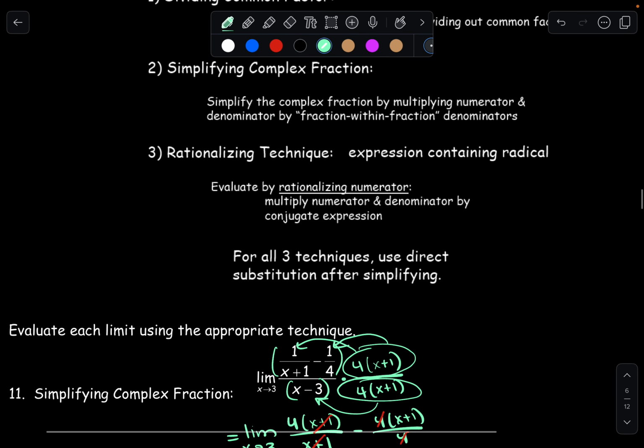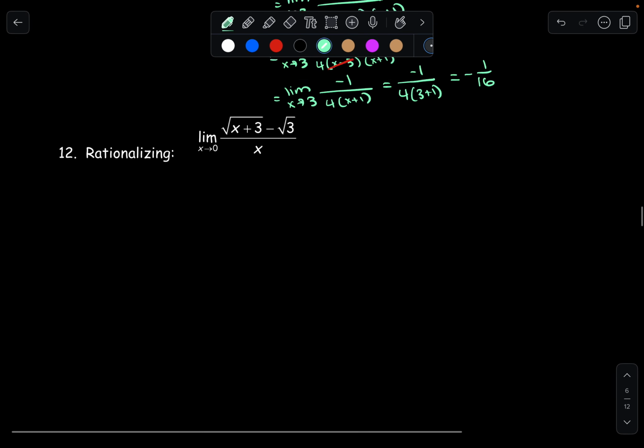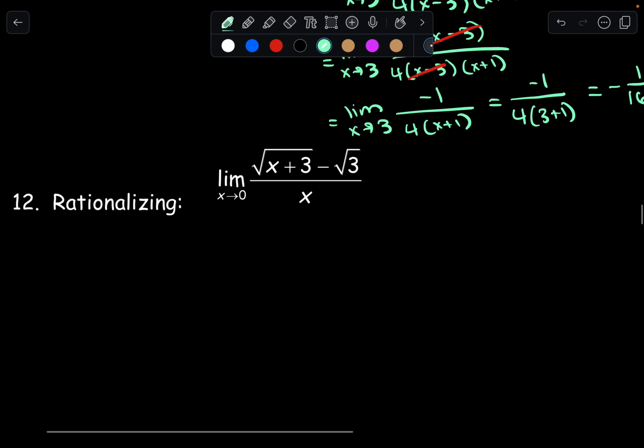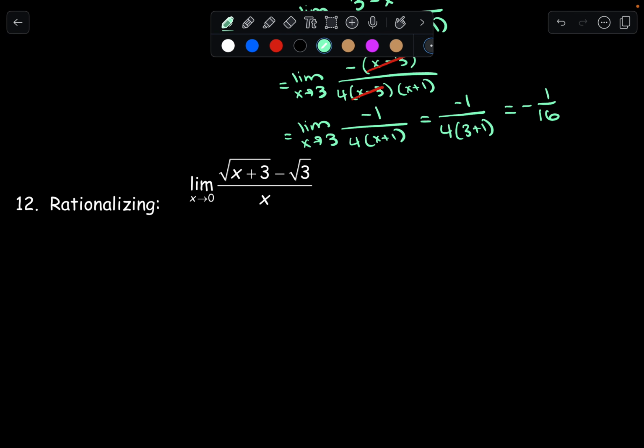All right, the third technique is going to be rationalizing, all right? So if we take a look at this, we aren't dealing with a complex fraction. We don't have a common factor that we can divide out. So we're going to have to use another method. Basically, what we want to do is simplify the numerator by rationalizing. So we're going to multiply with the square root of x plus 3 plus the square root of 3. And we do this to cancel out the square roots in the numerator.